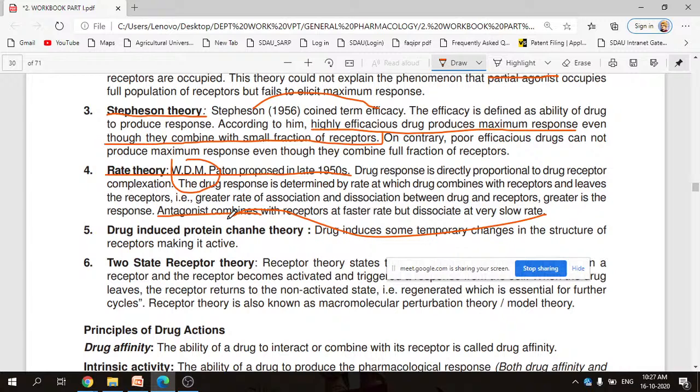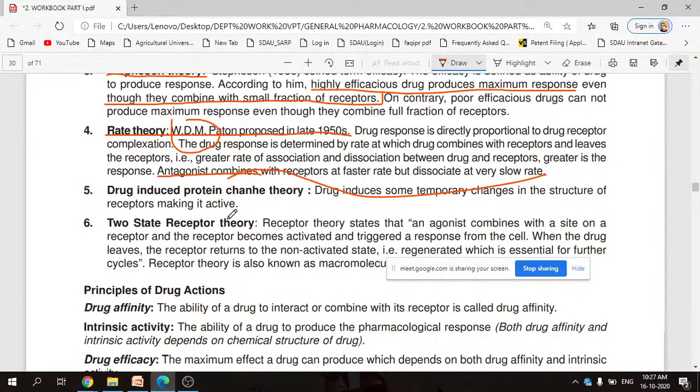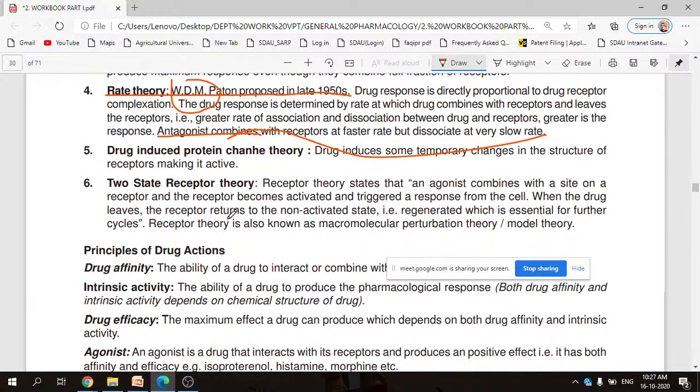The antagonist combines with the receptor at the faster rate, but the dissociation of the antagonist from the receptor is very slow. So combining is faster, dissociation is slower. So that's why the antagonist is not able to produce the required degree of the response. And because of that reason, it is classified as an antagonist.